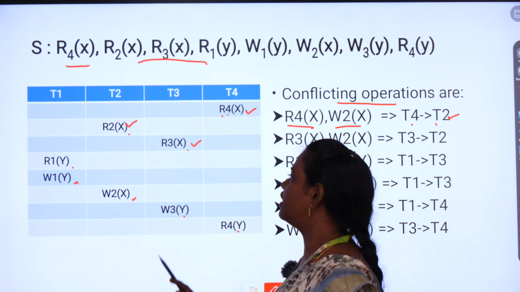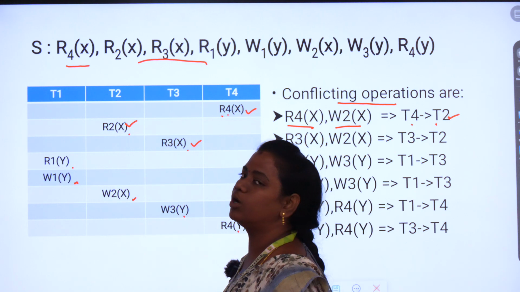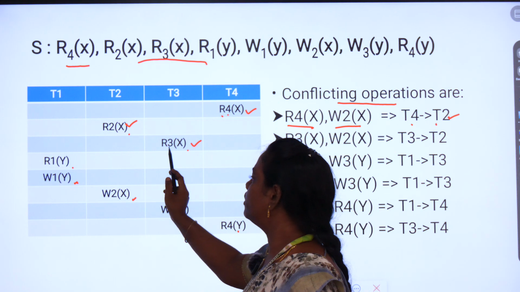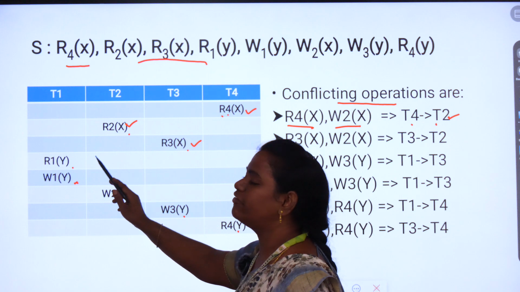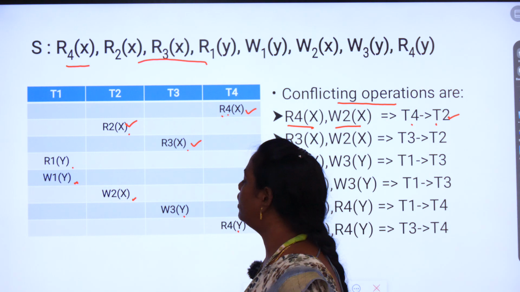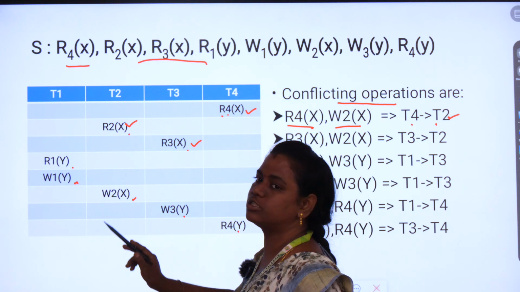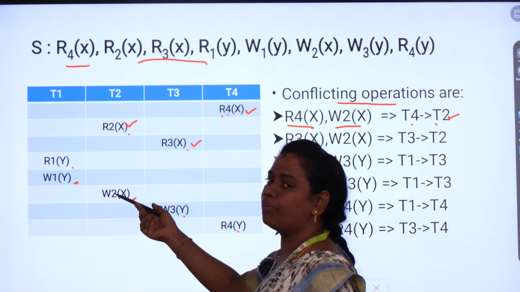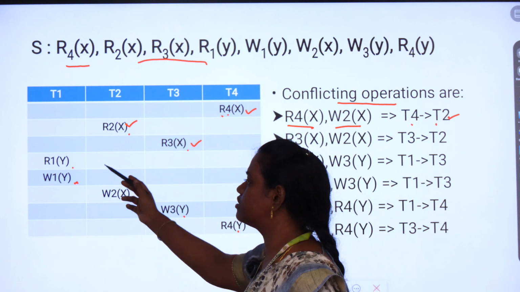So I am going to compare R3 of x with R1 of y. Here both are read operations on different data, so there is no conflict. And then next I am going to check W1 of y. Here both are performing operations on different data items, so there is no conflict.